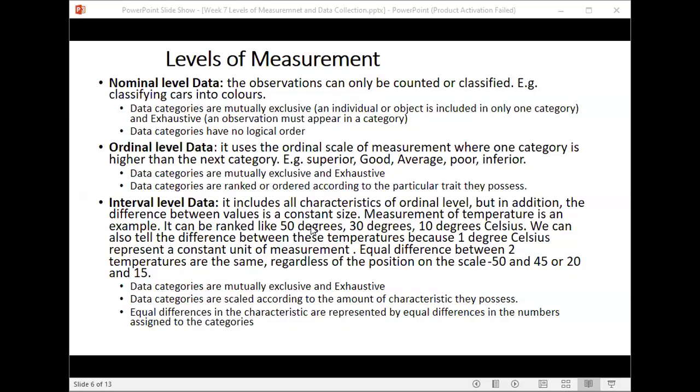Hello, sir. I think you were talking about the ordinal level data. I don't know why, or are you done with that and going to the interval level data? Yeah, I'm done with the ordinal. I'm on the third one. Oh, okay.